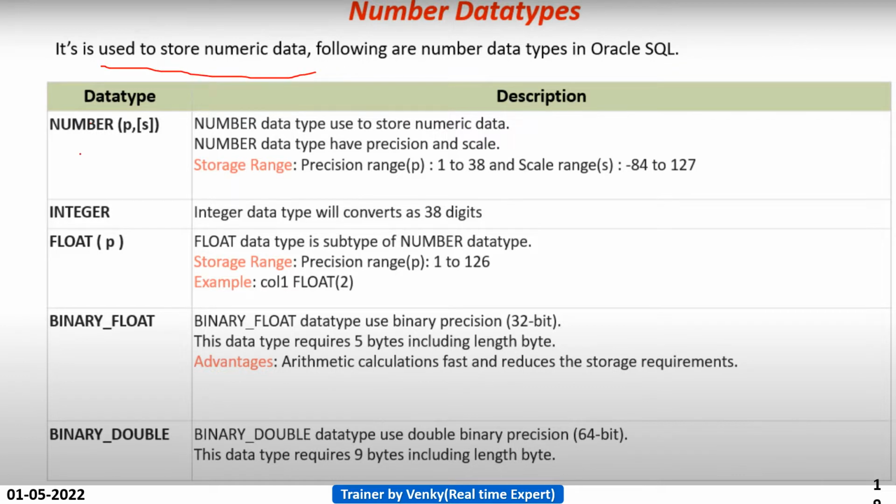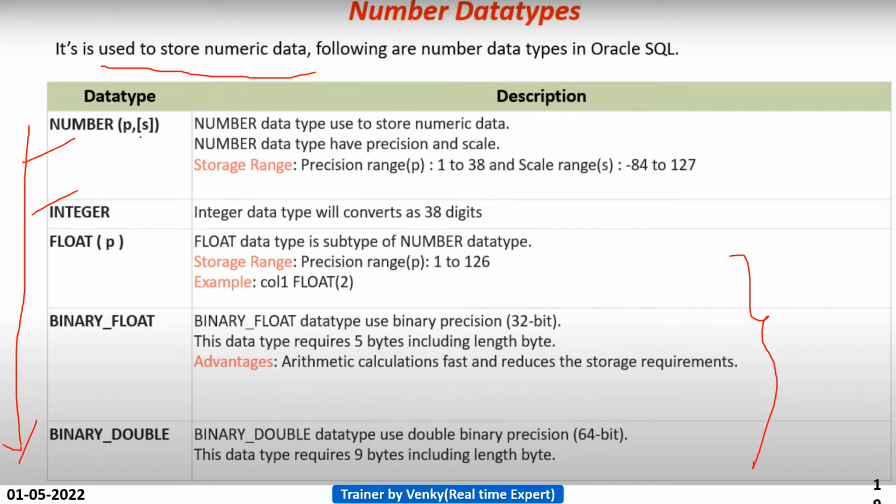There are multiple numeric data types available, but we can use only number and integer in any database. We cannot use the others, but we can get to know what they are. So, the number data type.